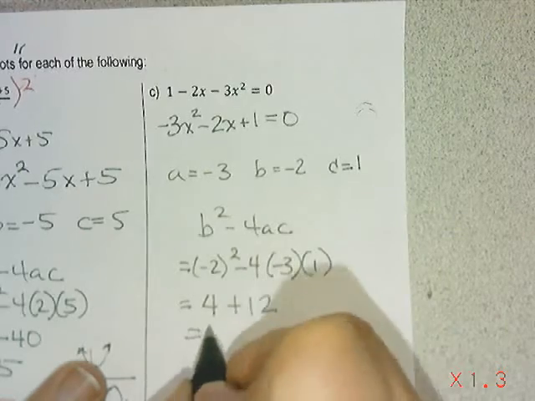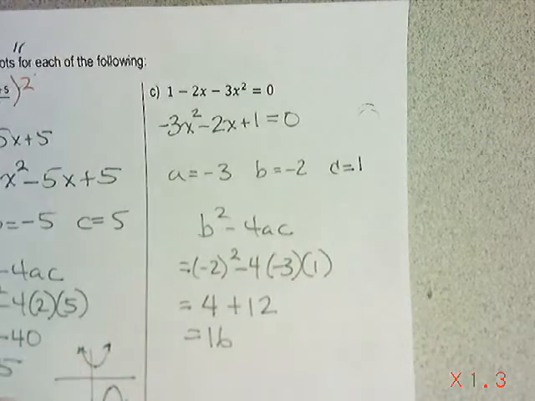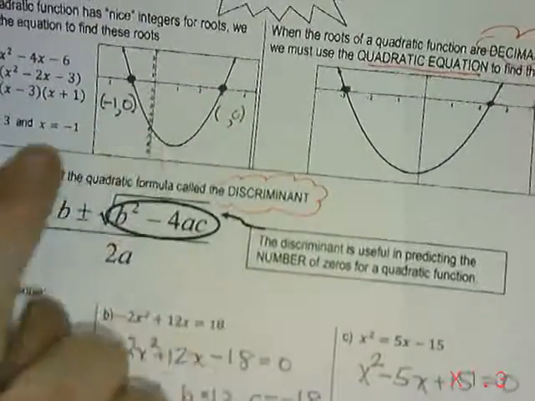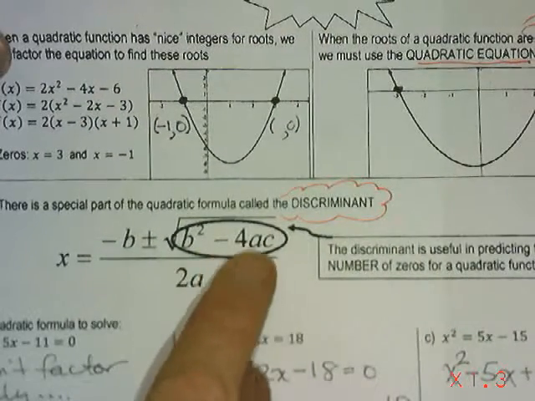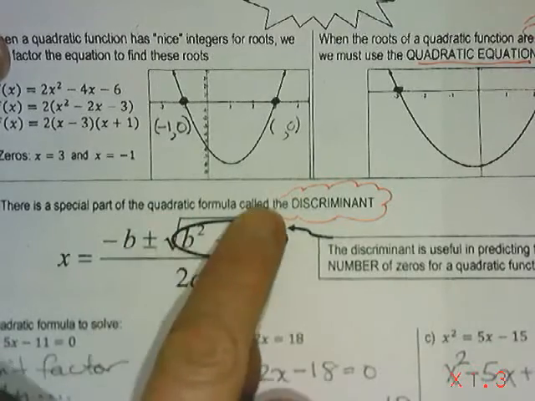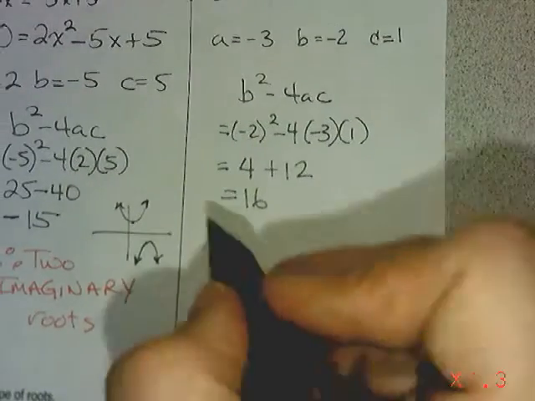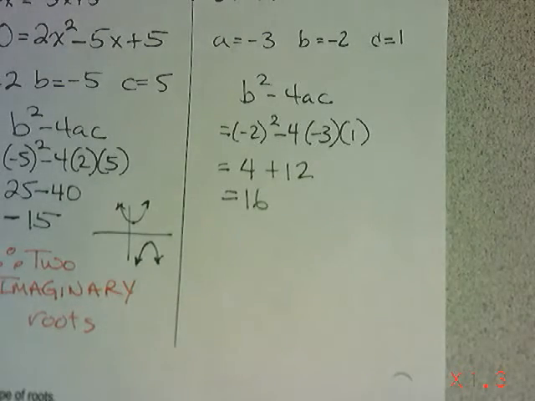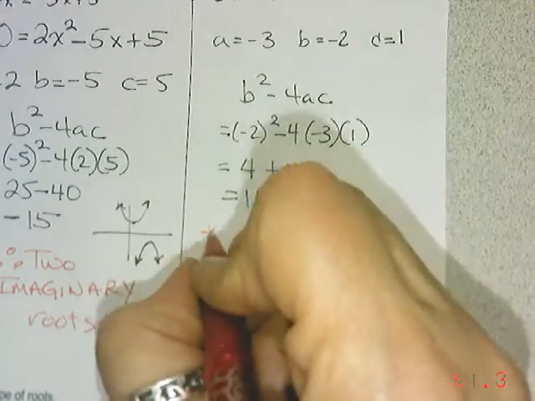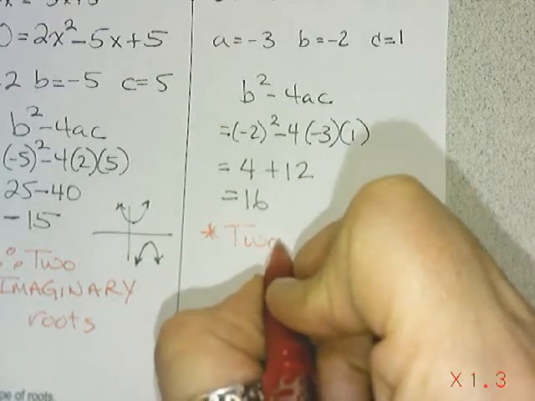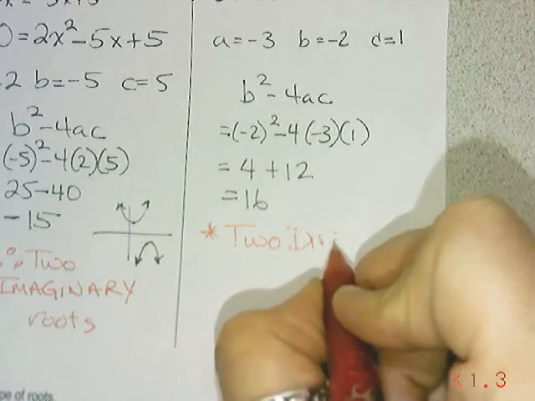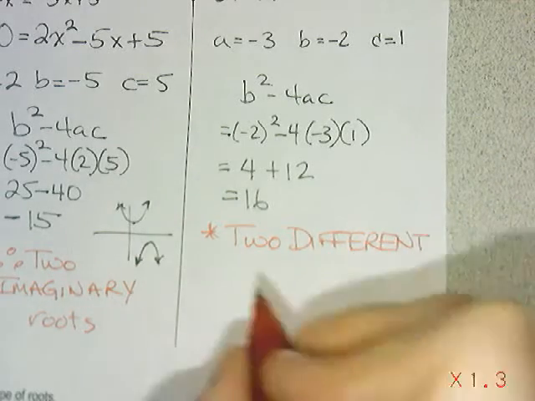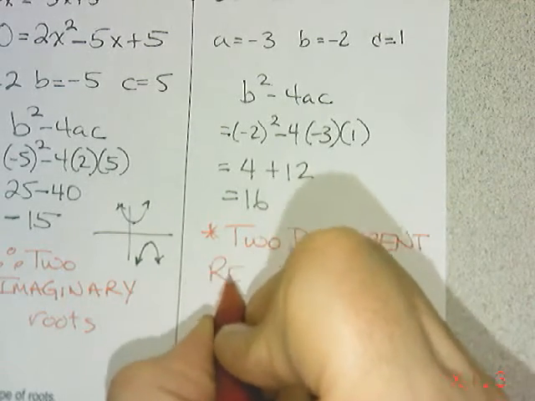I get a nice 16 that is going to live under my square root sign in my quadratic formula, because remember my quadratic formula, the discriminant we have been figuring out, we are then going to go and take the square root of. So it's a positive value. So therefore I have two distinctly different real roots. You could say two distinct real roots, two different real roots.